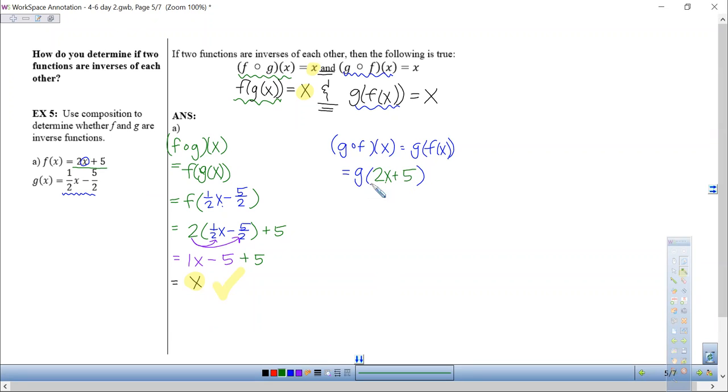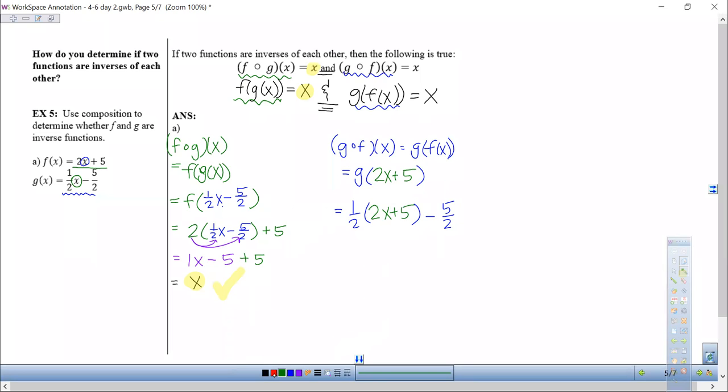So I'm going to substitute that 2x plus 5 in for the x in g. So g is the equation 1/2 x minus 5/2. Okay, so I left a blank where that x was in g, and I'm going to plug in f, which was 2x plus 5. So I replaced the x of g with the entire equation of f.